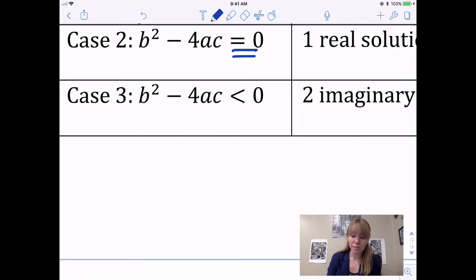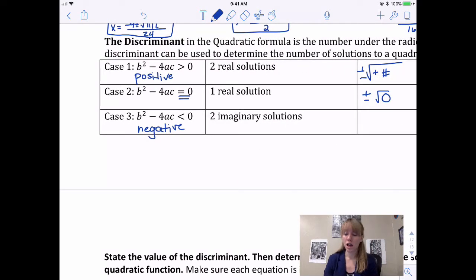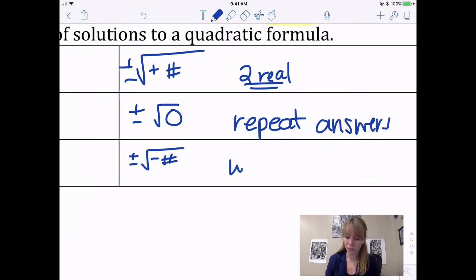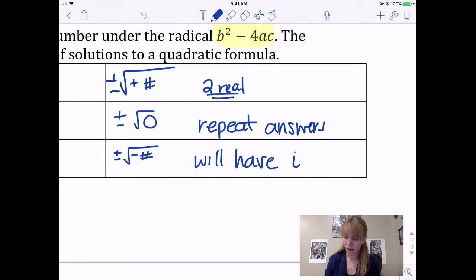And then finally, if b squared minus 4ac is less than 0, or what's under the radical is negative, we're going to have 2 imaginary solutions. That's because plus or minus the square root of a negative number, I'll still have 2 answers, but they're going to have i in them. So I'm going to put will have i part.